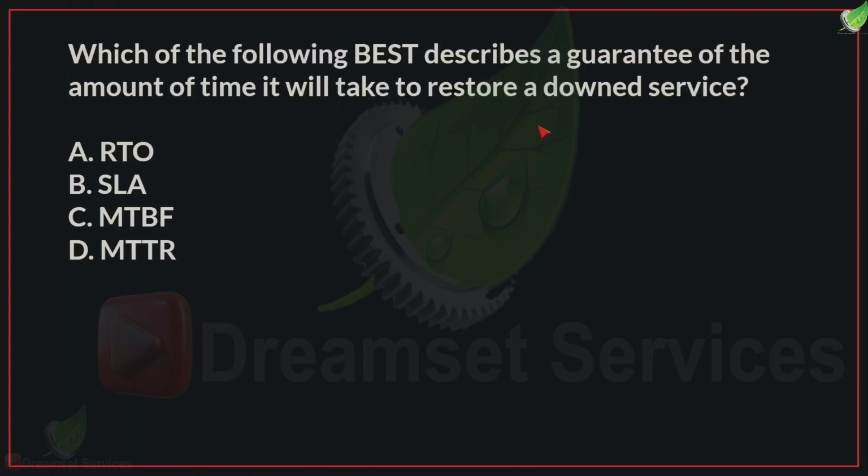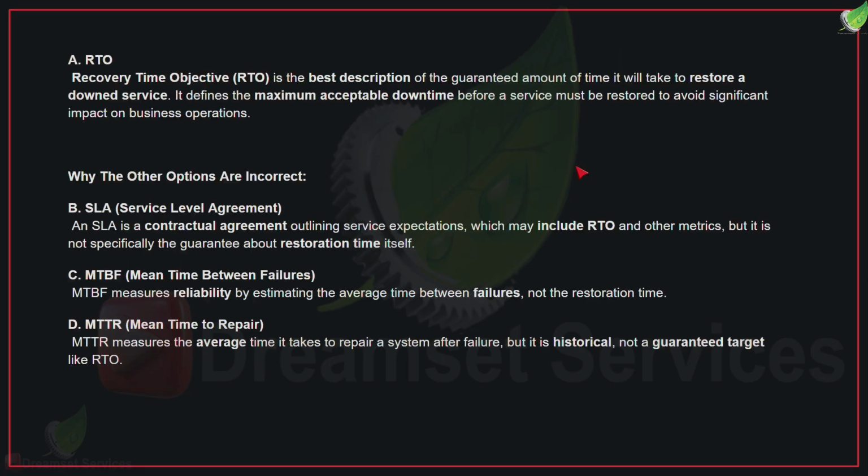Which of the following best describes a guarantee of the amount of time it will take to restore a downed service? The correct answer is A. RTO. Recovery time objective is the best description of the guaranteed amount of time it will take to restore a downed service. It defines the maximum acceptable downtime before a service must be restored to avoid significant impact on business operations. Why the other options are incorrect?